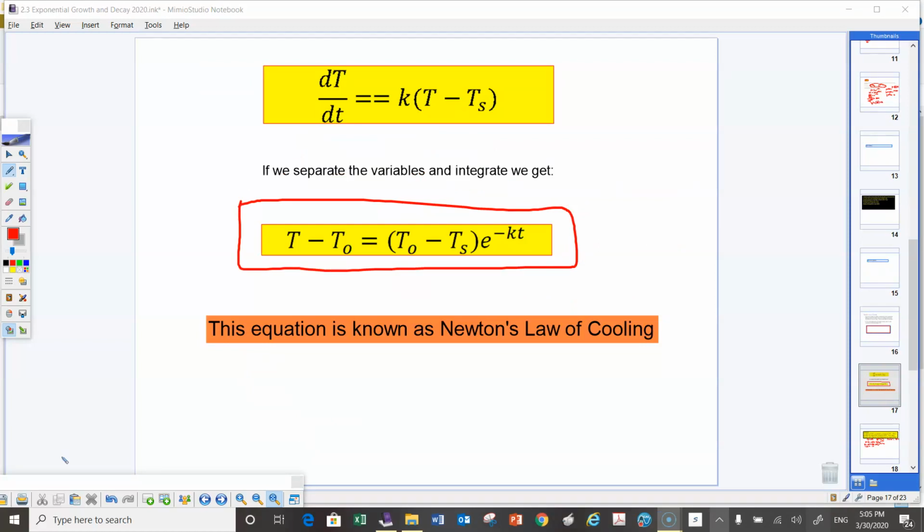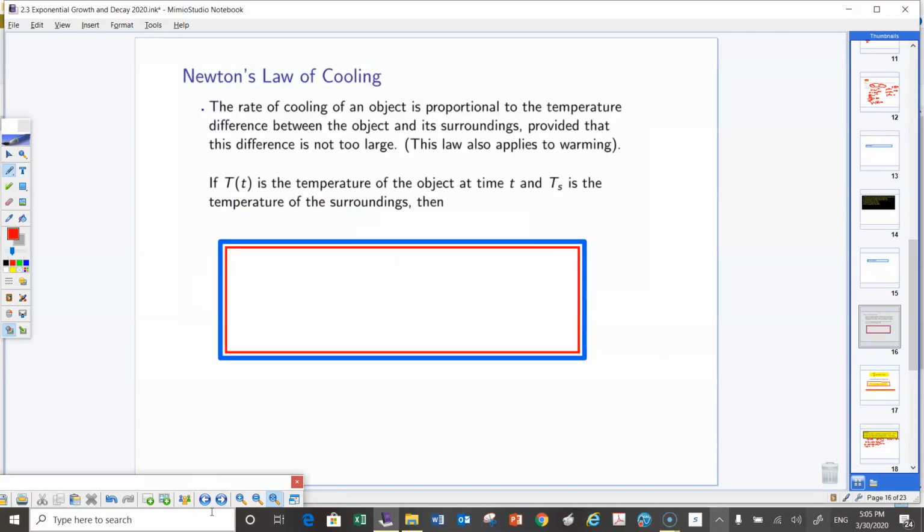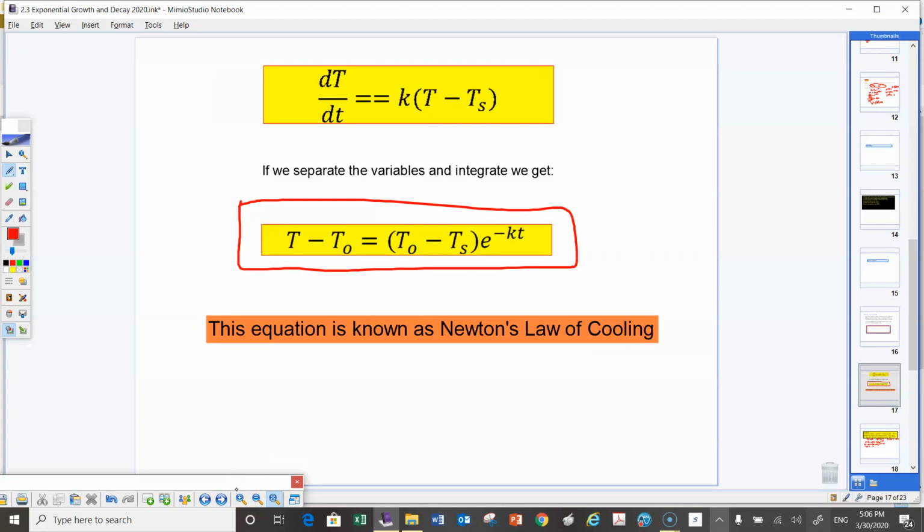In our last section dealing with exponential growth and decay, we're going to look at Newton's law of cooling. And Newton's law of cooling says that the rate of cooling of an object is proportional to the temperature difference between the object and its surroundings, provided the difference is not too large. And this also applies to if an object is warming up as opposed to cooling down. So the temperature T is the temperature of the object at time t, and Ts is the temperature of the surroundings. So this is the differential equation, and if we separate the variables and integrate, we end up getting this as our exponential equation.